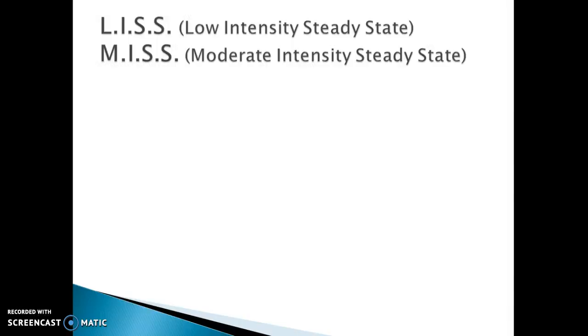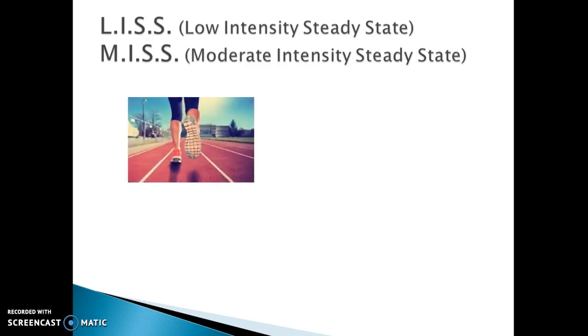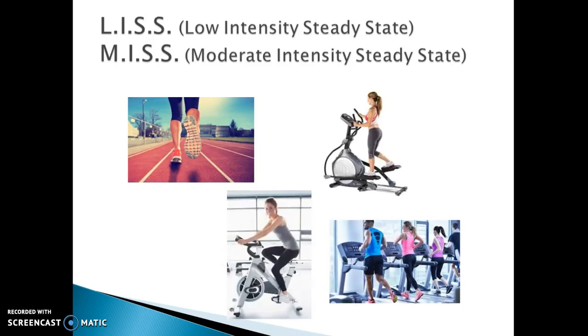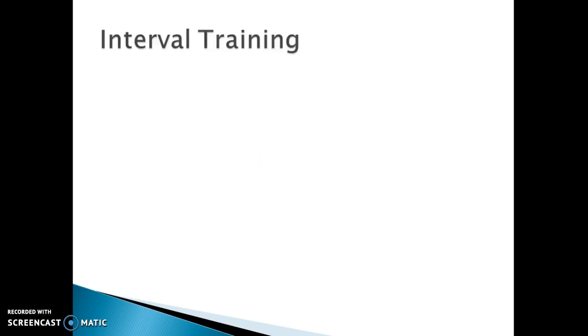So with low intensity steady state and moderate intensity steady state, like I said before, a lot of people like just going out and running. Some people like going to the gym, getting on the treadmill. Others like elliptical machine because it's less pounding on their joints. And some people like stationary bike. All of those are going to fall into the low intensity or moderate intensity steady state if the intensity is below 85%, maybe between 40 and maybe 80%.